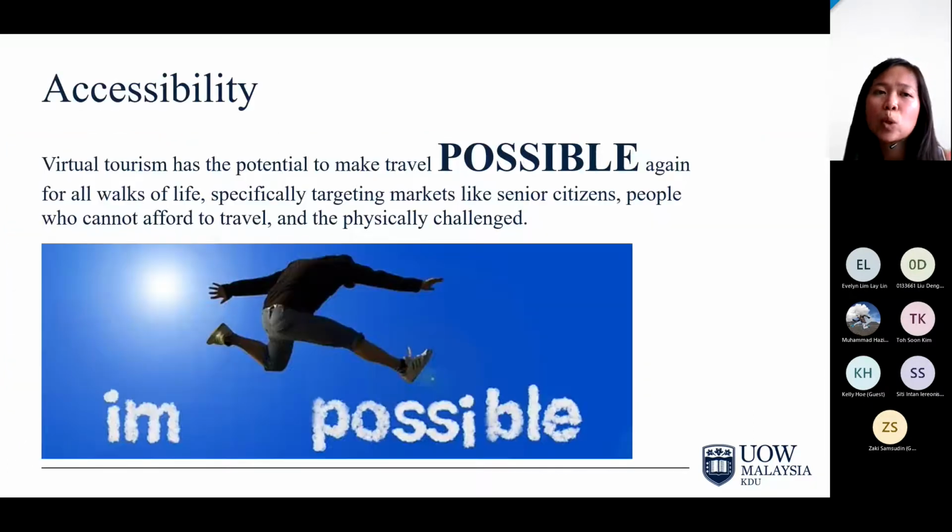And also when this VR technology is incorporated into tourism, it makes it possible for a lot of OKU, senior citizens, or someone who couldn't afford to travel to have a chance to visit a destination. We should understand that a lot of tourist attractions in Malaysia are not very OKU friendly. So when virtual tourism is possible and made affordable for the users, then it makes traveling possible for everyone.